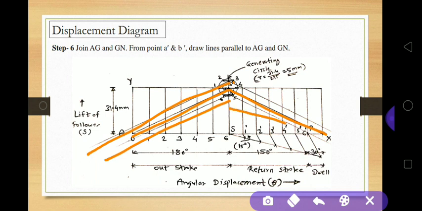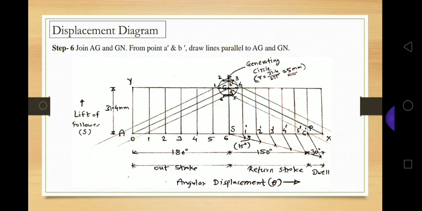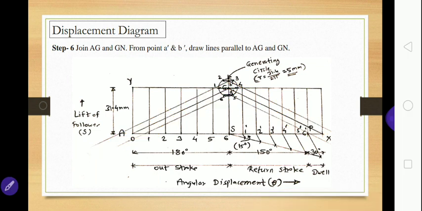which is passing through A dash point, and again passing through B dash point, draw one parallel line. Similarly, here we have drawn the AG and GN lines from the points A dash and B dash. These drawn parallel lines are parallel to the AG and GN. This is our sixth step.